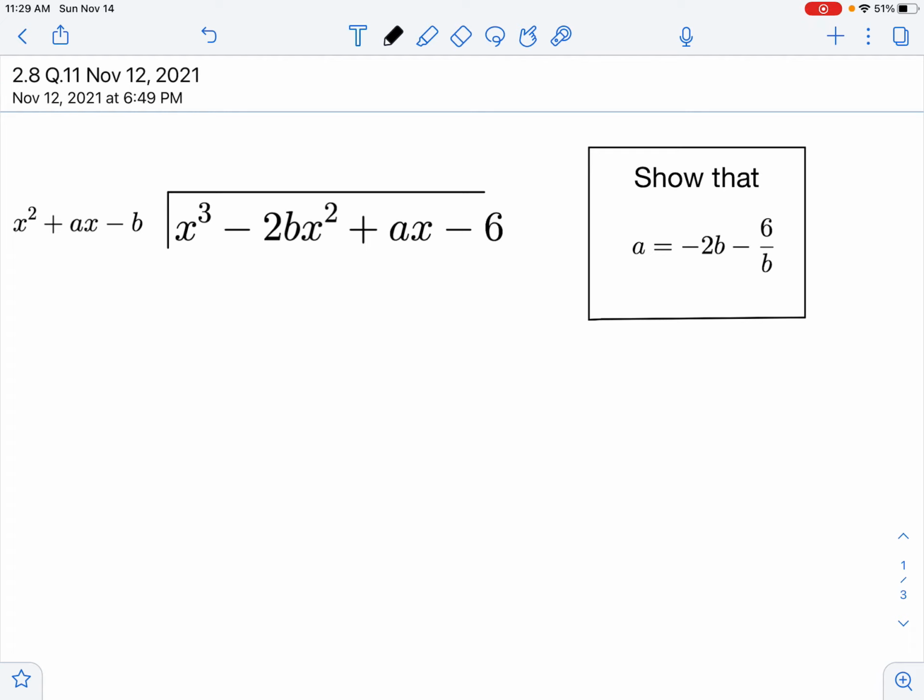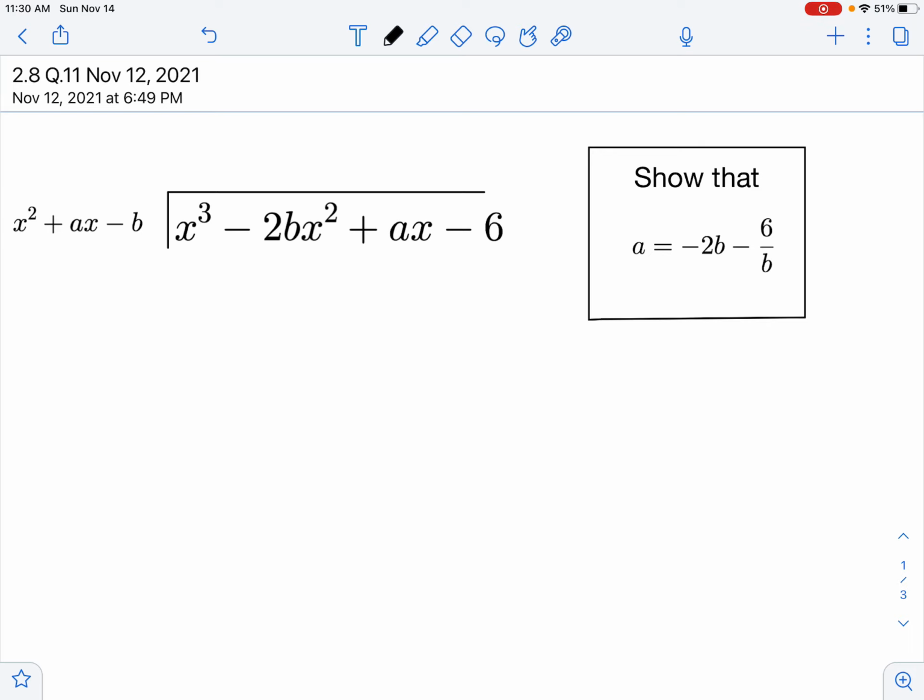Hello everyone. So in this video we are told that this incomplete quadratic trinomial x squared plus ax minus b is a factor of this cubic x cubed minus 2bx squared plus ax minus 6. And we are asked to show that a is equal to negative 2b minus 6 over b.